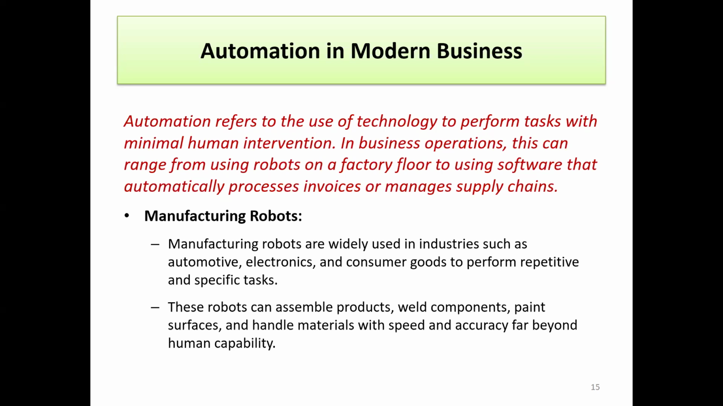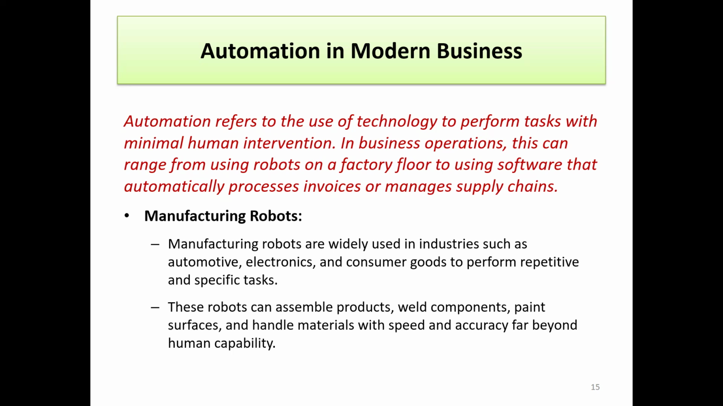Manufacturing robots are widely used in industries such as automotive, in Toyota, Honda, Nissan, right, in Boeing company, in Airbus, producing aircraft. They use this technology, manufacturing robots, in automotive, electronics and consumer goods to perform repetitive and specific tasks. If it is repetitive, nothing to think, we format and install the program. According to the program, the robot works, right? It is repetitive and specific.